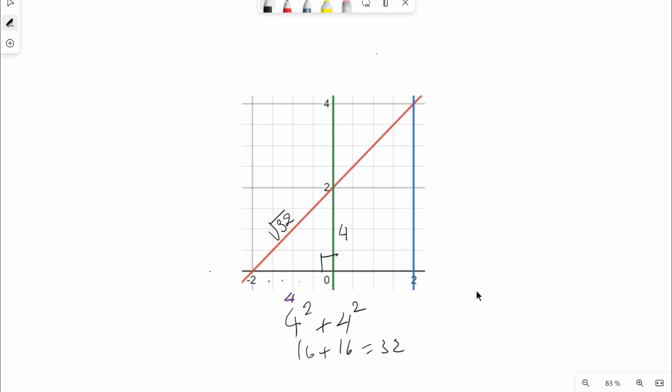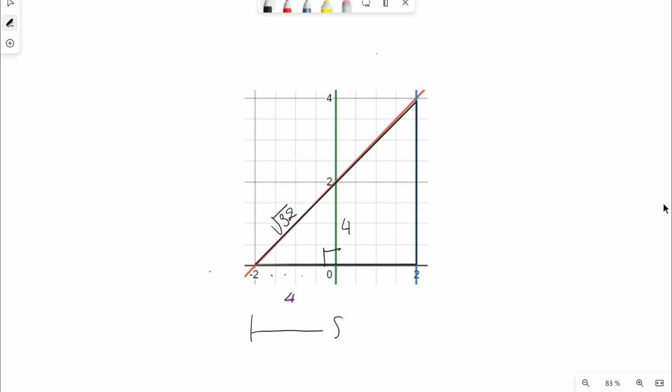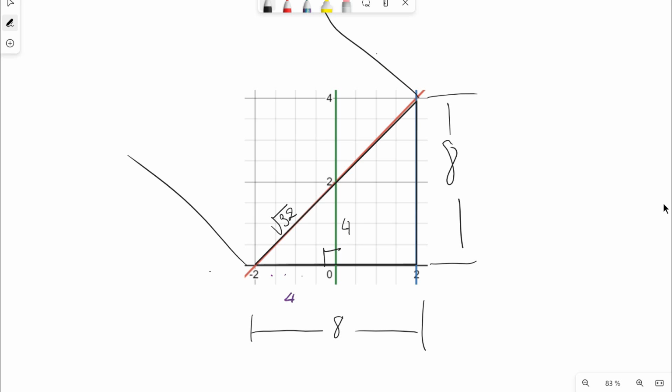I have the measures of the smaller triangle. Let's see the measures of the bigger triangle. This measure is 8, actually. And this measure is also 8. And now, this measure over here also has to follow the Pythagorean Theorem, which gives you the square root of 64 plus 64, which are the squares of the sides of the right angle, square root of 128.